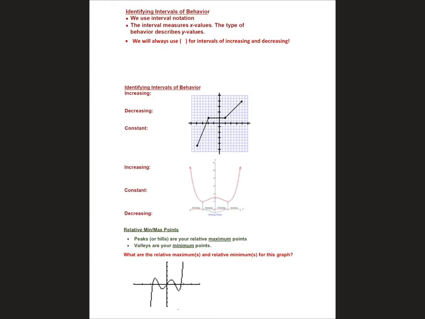Now, when we're identifying the intervals of behavior for increasing and decreasing, again, we're going to use interval notation, which includes brackets and parentheses. However, because this is looking at increasing and decreasing, we're always going to use parentheses. And the reason for that is at one point, it could be increasing or it could be decreasing, depending on which side of the point you look at. So for simplicity, we're always going to use parentheses for intervals of increasing and decreasing. The interval measures the x values. The type of behavior describes the y values.